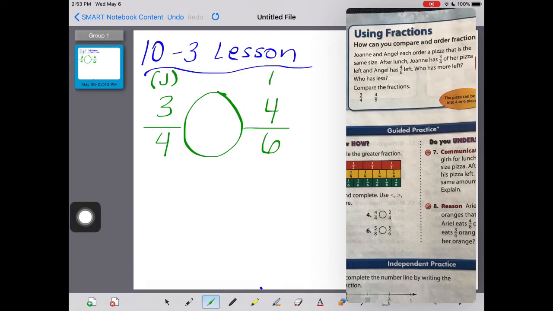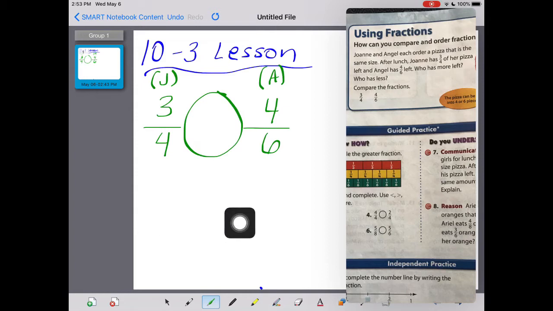Now over here, Angel's pizza, put A, her pizza has a denominator of 6. So that tells me that her pizza had 6 equal parts, or 6 equal slices to it. Okay, so how are we going to compare these two? Because even though the pizzas are the same size, I know if I cut a pizza up into 4 slices, those slices are going to be bigger than if I cut that same size pizza up into 6 slices. Those slices are going to be smaller.